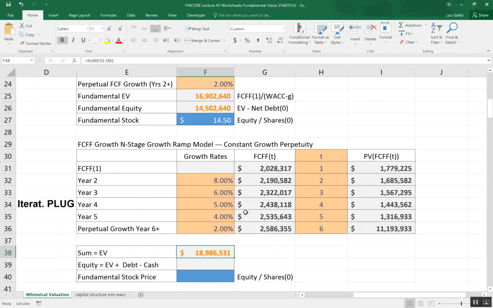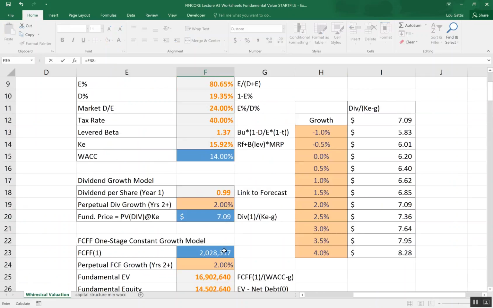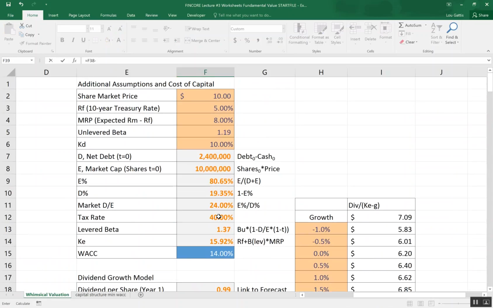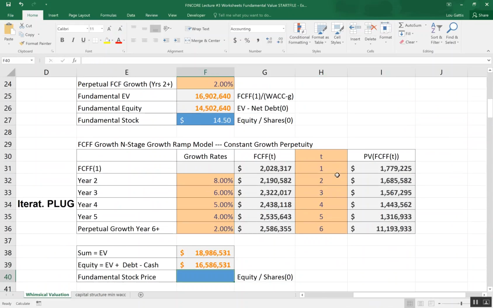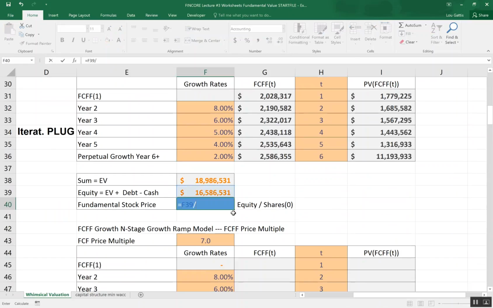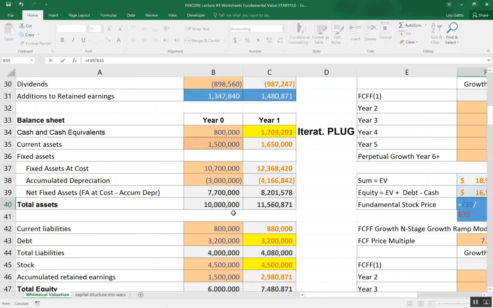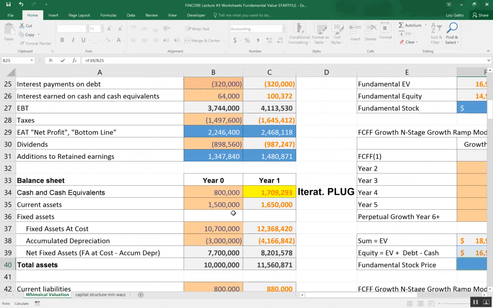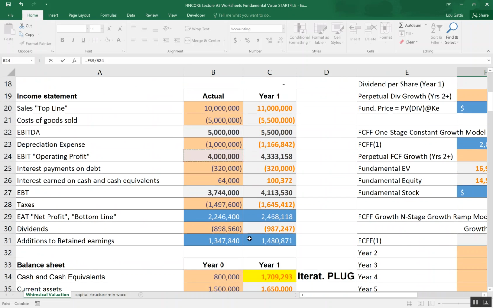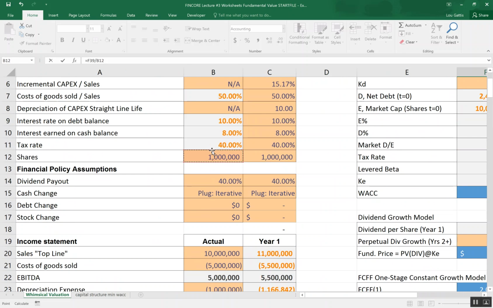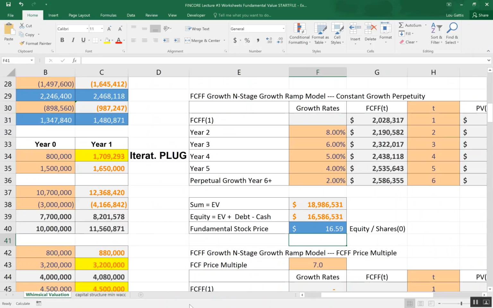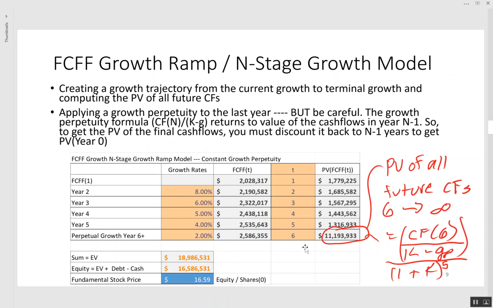So now I have my enterprise value using a growth ramp and free cash flows. If I subtract out my net debt, that gives me equity value. If I divide that by the number of shares outstanding, 1 million shares today, that gives me 1659. So this is a free cash flow valuation model, discounting at WACC, computing the enterprise value.